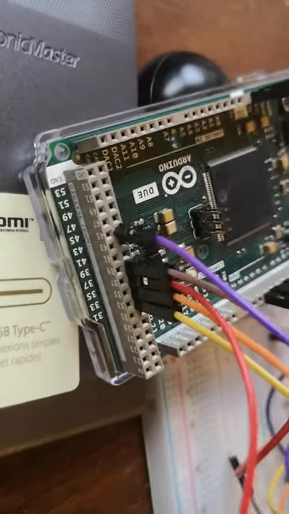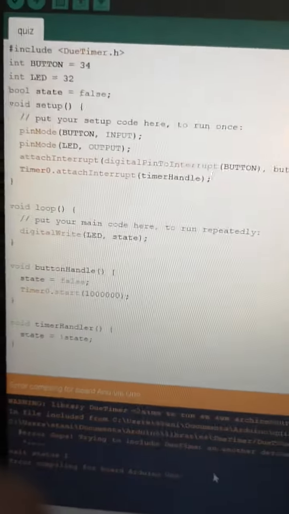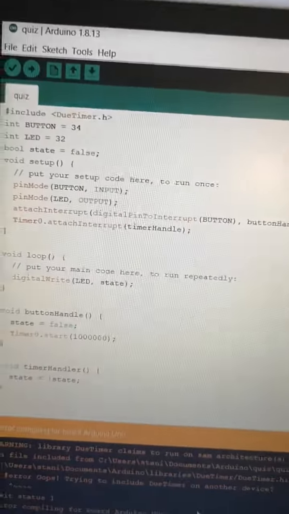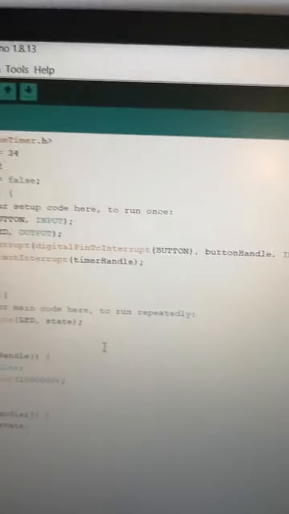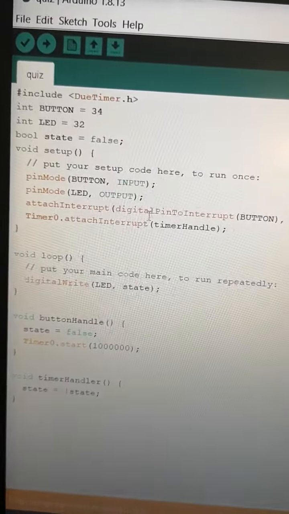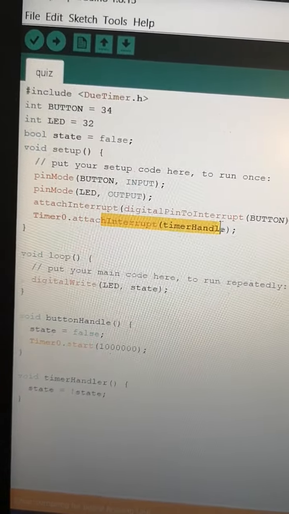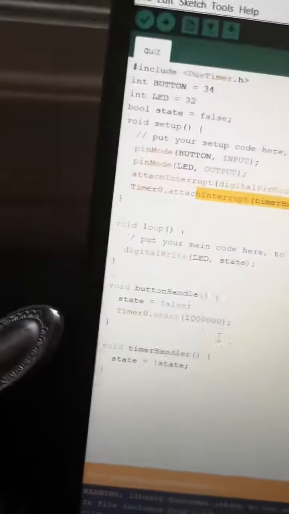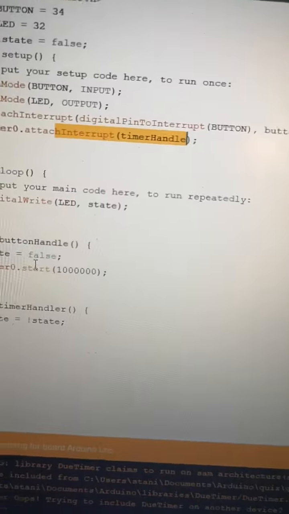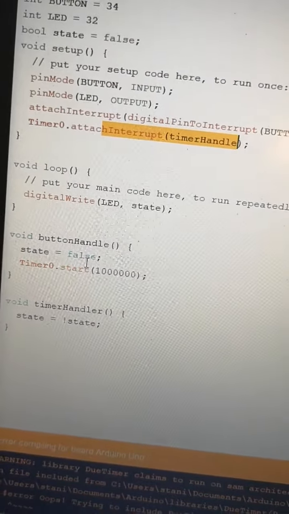also connected to the inputs over here. And first of all, I'll show the first question. We were meant to do the same thing as in the tutorial, so I attached this handler to the timer, and then I attached this handler to the button. So when the button is clicked, the state is put to false and the timer is started.